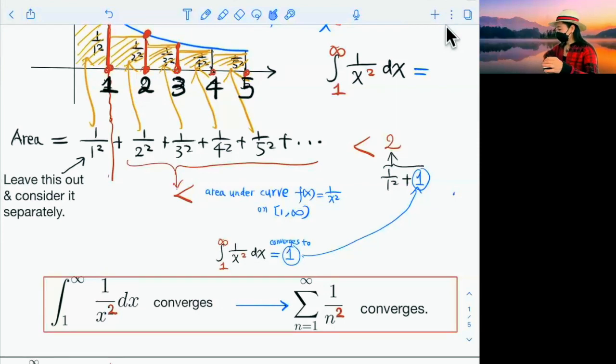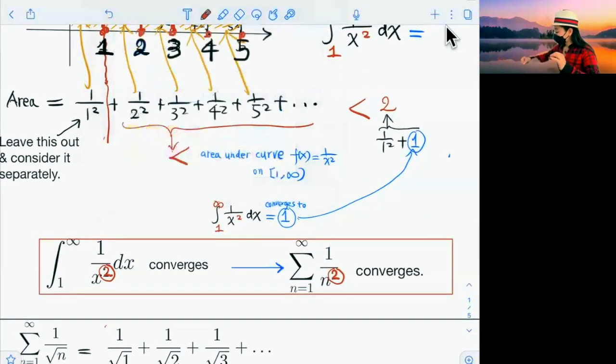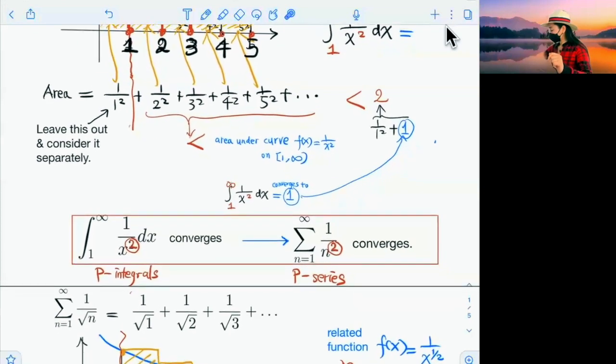Do you see the relation? See this one here, the P is equal to 2. This one here is called a P integral, right? This is called P integrals. And what do you call this? This is called P series. So when this P integral here converges, then this P series here is going to converge. 1 over x squared here, 1 over n squared here, n going from 1 to infinity. So this is one of the observations for that.